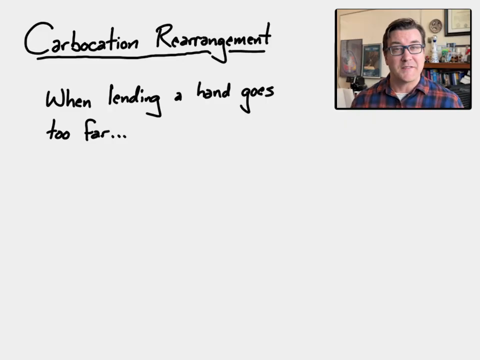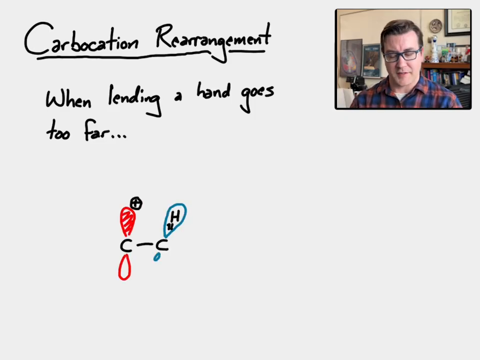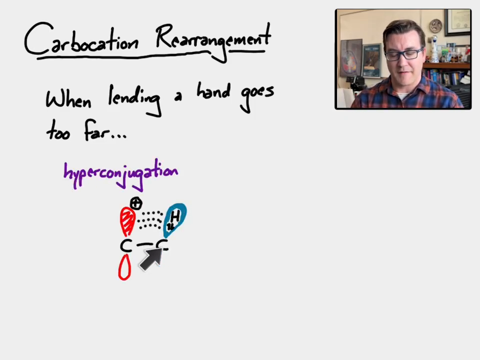Hi, in today's video we're going to be talking about carbocation rearrangements. This was alluded to in a previous video when I said things can go awry when you form carbocations. If we look at how carbocations are stable, we often invoke hyperconjugation, where we have a carbon-hydrogen or carbon-carbon bond adjacent to the carbocation, and it's donating a little bit of electron density.